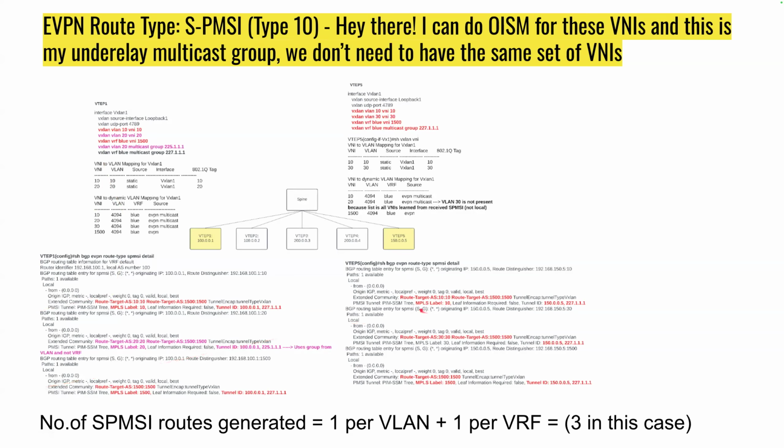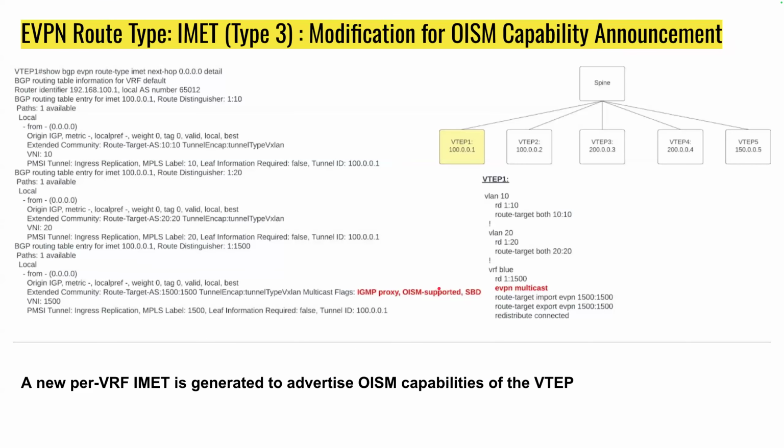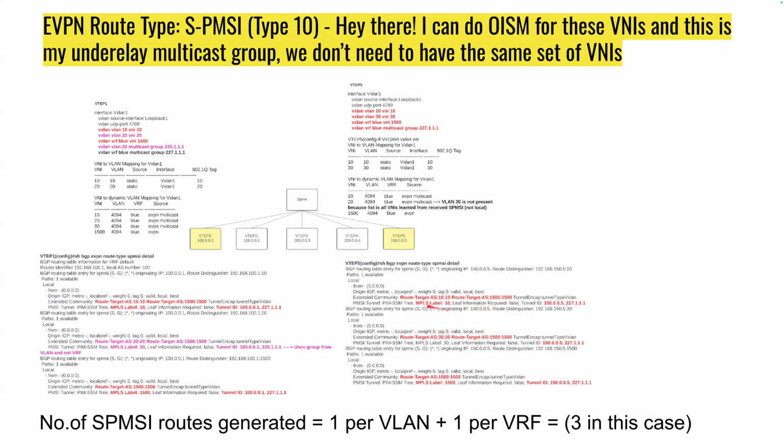Similarly, if we look at VTEP 5, we have VLAN 10 present and VLAN 30 present. And we just have the group configuration per VRF. We do not have any per VLAN specific underlay group configured. Now if we look at the routes that it generates, we have L2 RT and L3 RT for the VLAN 10 route, and the tunnel ID here is 150,005 and 227,111, which we gave for the multicast group.